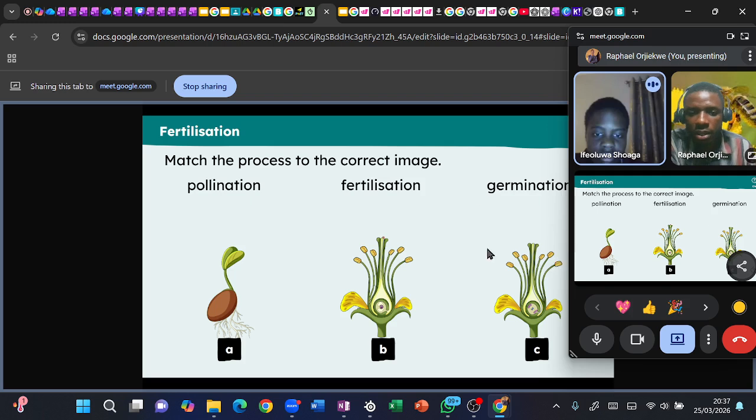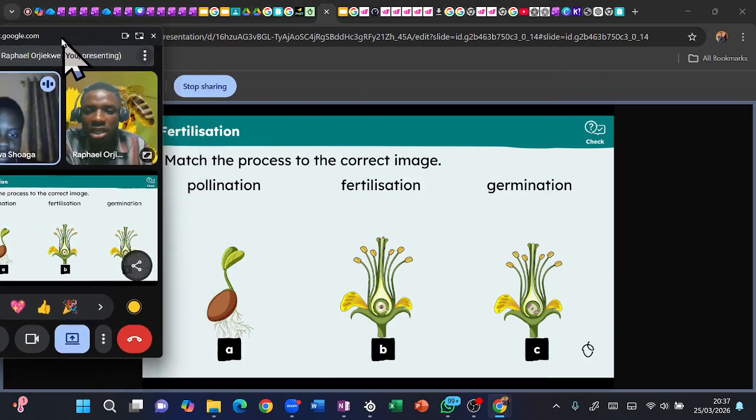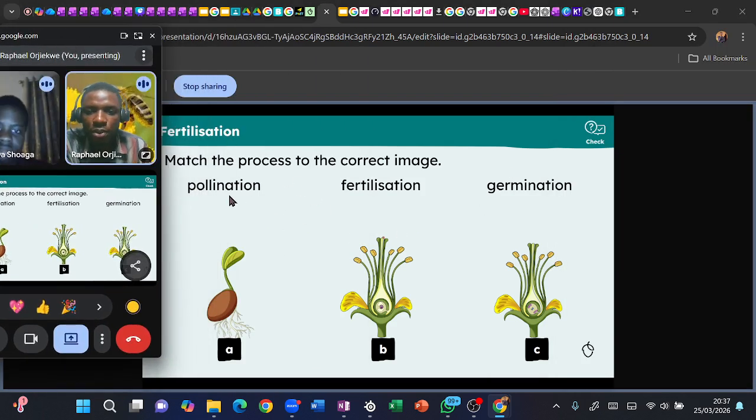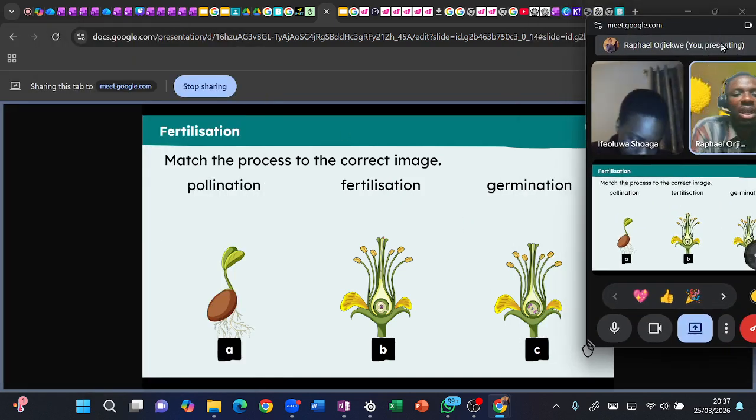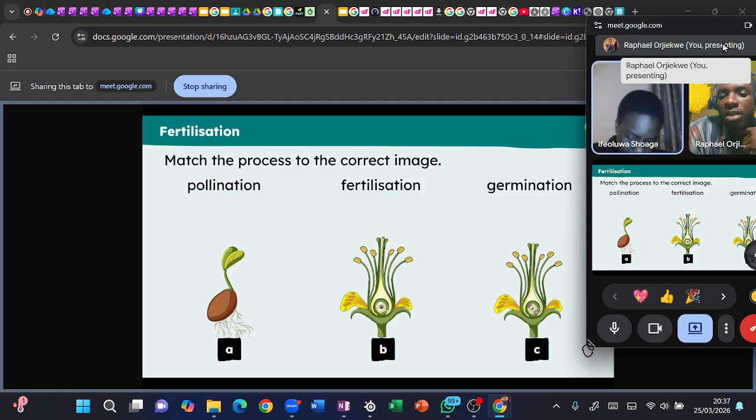Okay, so let's look at this. We have pollination, fertilization, germination. Now these are three different concepts. It's easy. We've talked about pollination and fertilization. The third term is germination. These three images are talking about the three of them. So tell me, A, which one would you match A to?